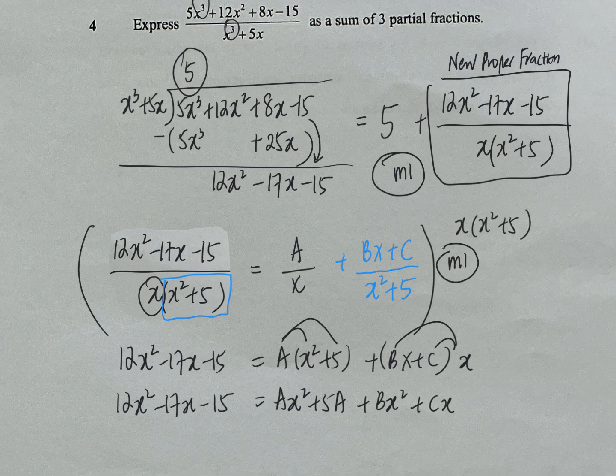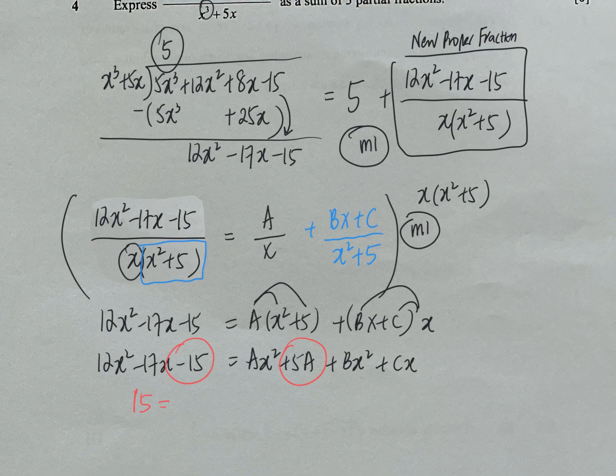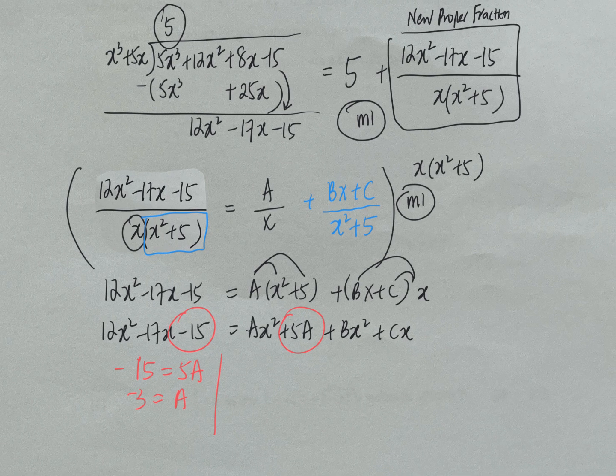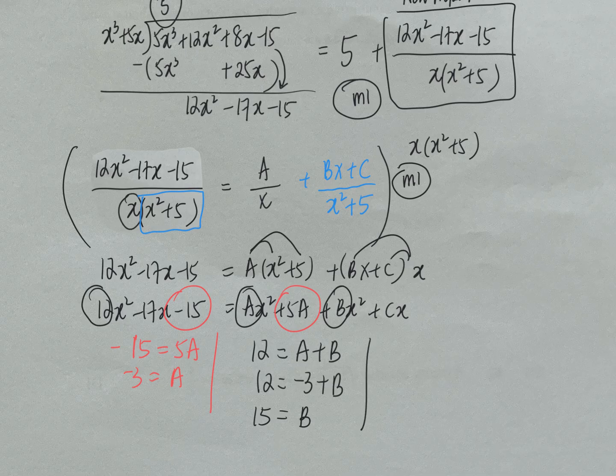So first thing you compare is the one that you can get your answer directly, which is A is -3. So you compare constant term, A is -3, first one. Second one, you can compare probably your x squared term. So 12 is A plus B. But A you already know is -3. So B is 15. Third one, you compare your x term. So -17 is equal to C. Done.